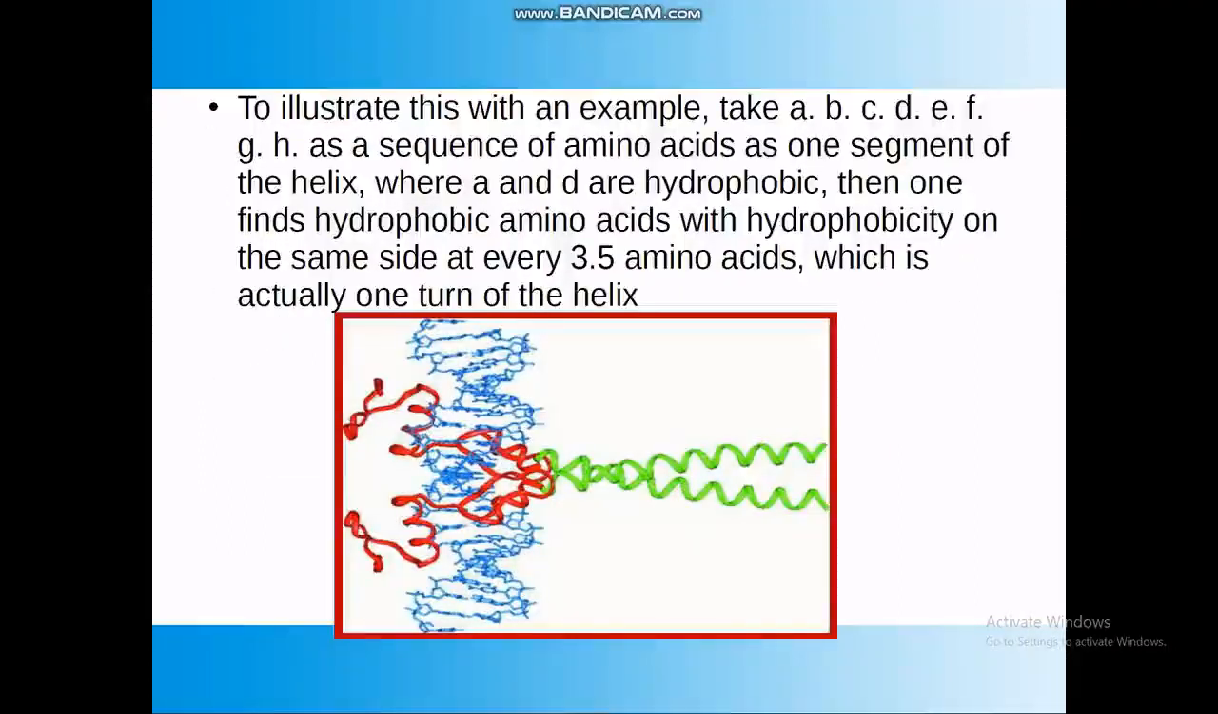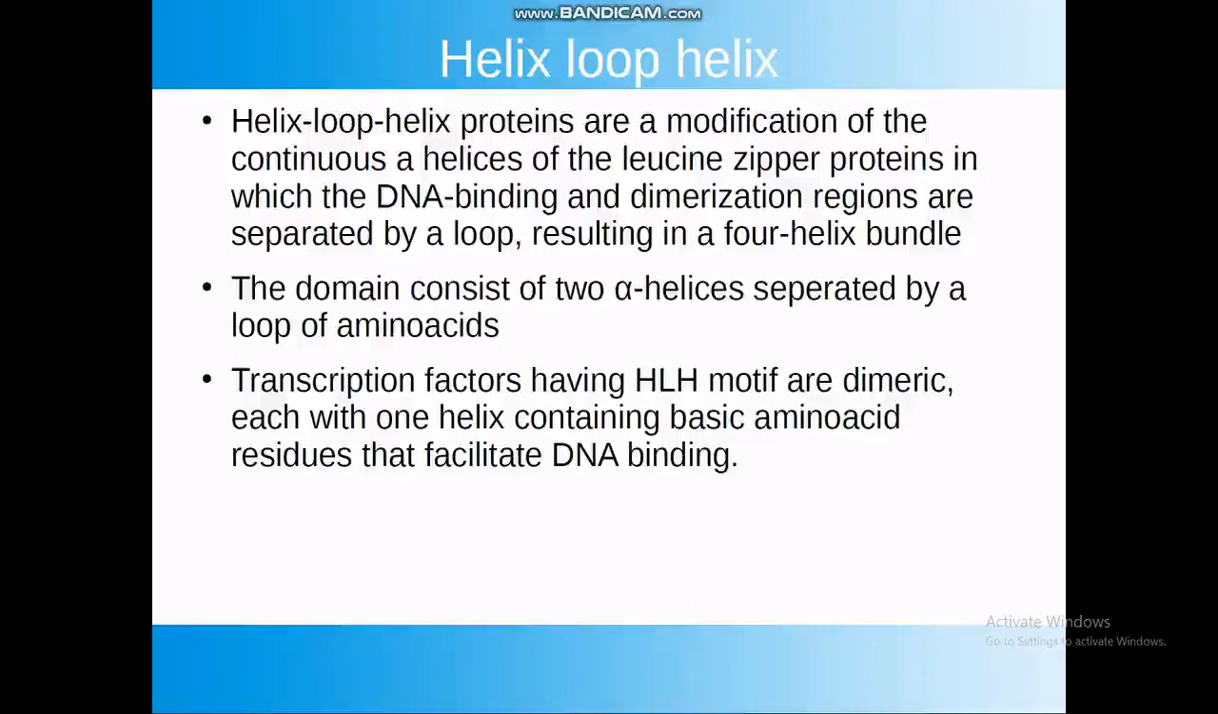And the next structural domain is the helix loop helix. The helix loop helix proteins are modifications of the continuous helices of the leucine zipper proteins, in which the DNA binding and the dimerization regions are separated by a loop, resulting in a 4 helix bundle. The domain here consists of 2 alpha helices separated by a loop of amino acids. Transcription factors having the helix loop helix motif are dimeric, each one with a helix containing basic amino acid residues which facilitate the DNA binding.